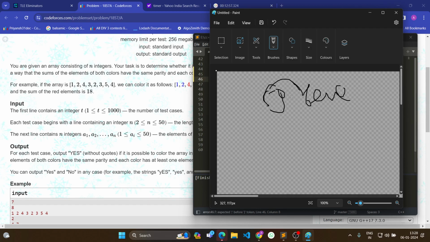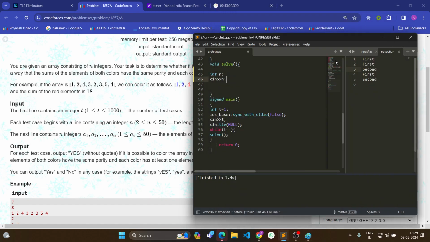In that case, it won't be possible because if I segregate out one odd element, then it becomes 4. So basically, I have to count the number of odd elements, right?